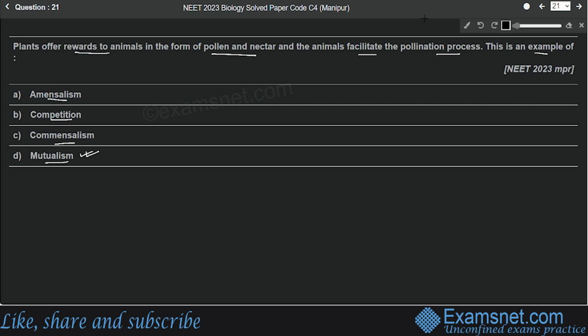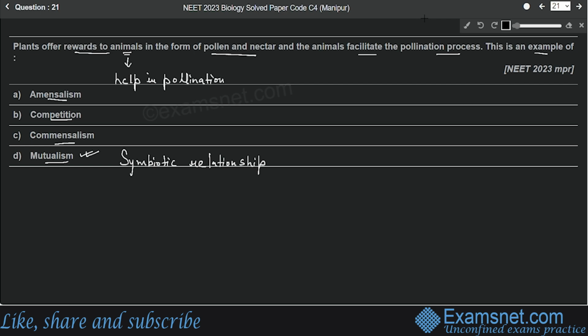We know that mutualism is a symbiotic relationship between the organisms in which both the organisms benefit from each other. So in this case, the animals help in the dispersal of the pollen, right? That means they help the plants in the process of pollination.